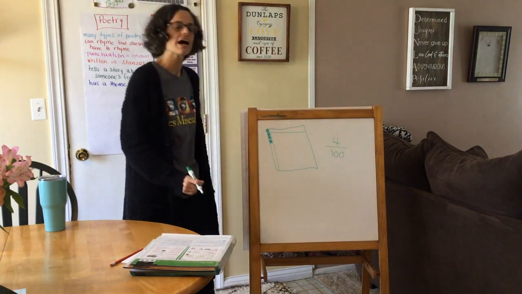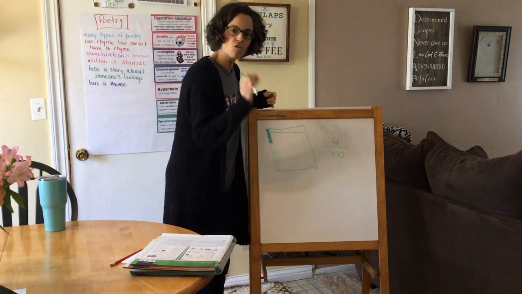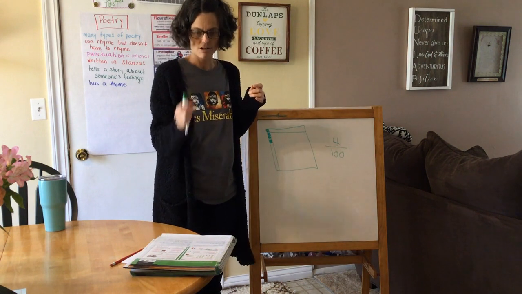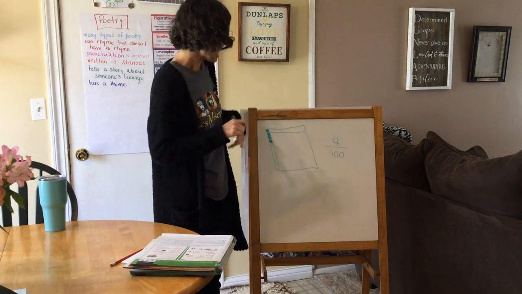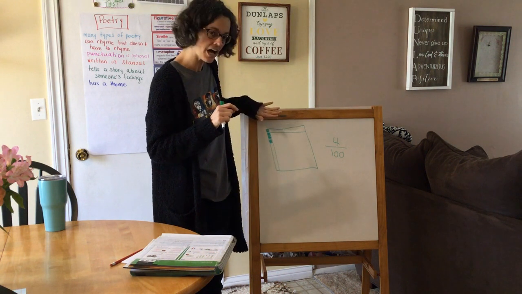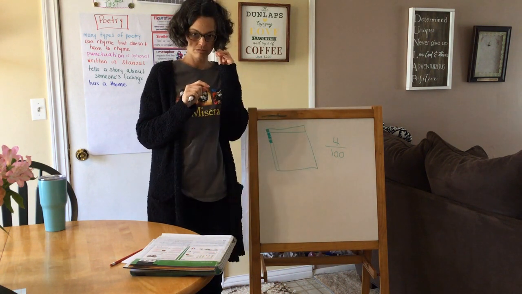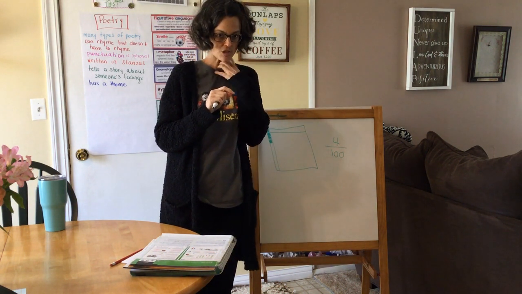So I have 4 out of 100. Now I would say this, 4 hundredths. I am showing I have a group of 100, but I'm taking 4 of them out. Make sense? You with me so far?